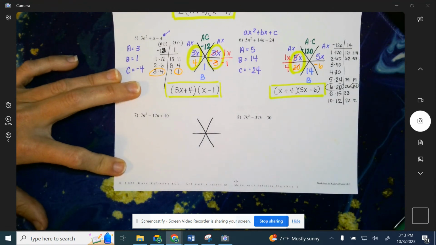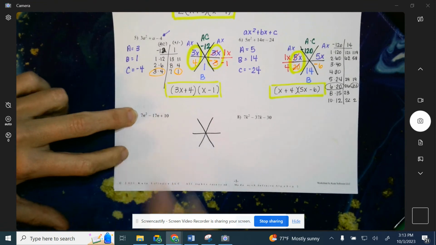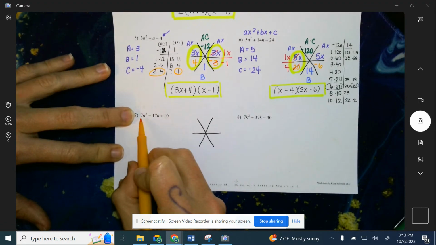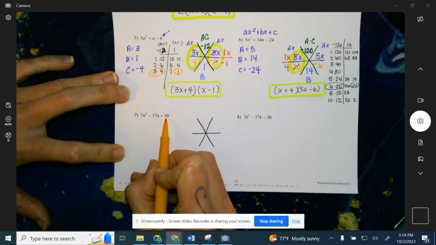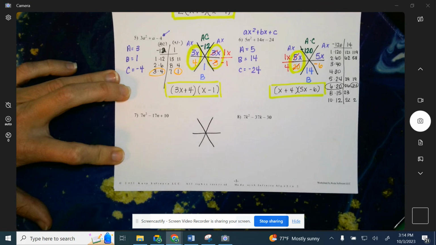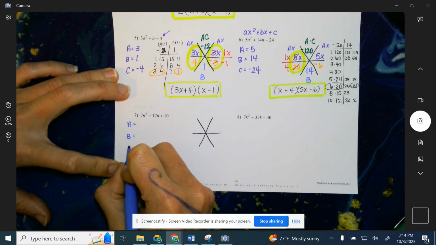I came prepared this time, not to have to make up any problems, so it doesn't make it hard on any of us. GCF is the first thing you want to check. There's a 7 in the front. 7 does not come out of 17 nice and neat, and it does not come out of 10. So GCF is off the docket. We cannot make these numbers any better. So we're going straight to pull our A, our B, and our C.